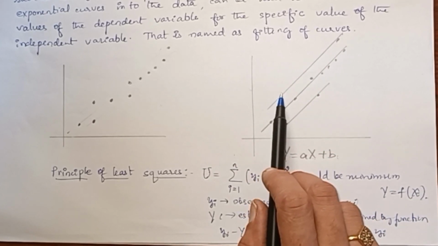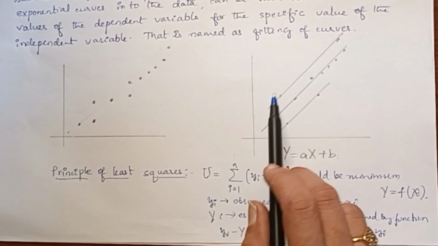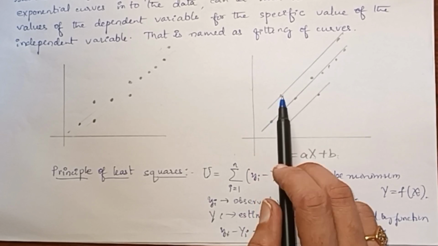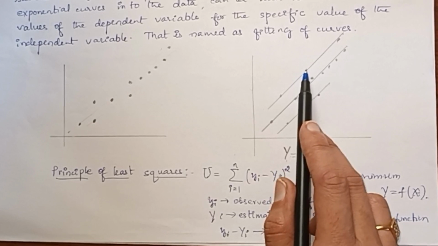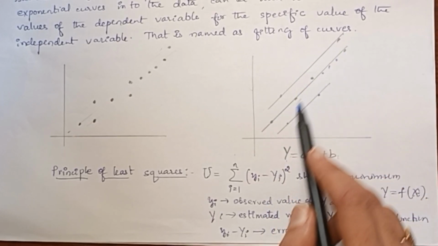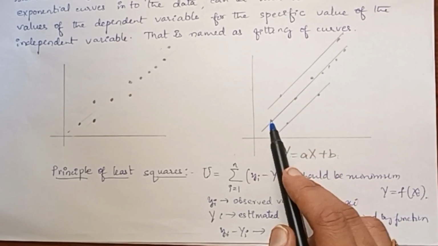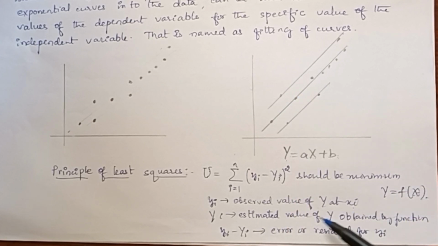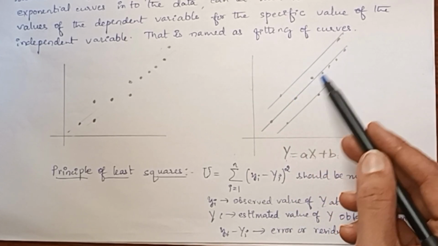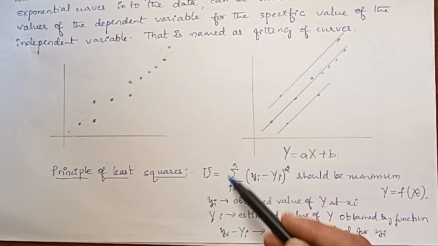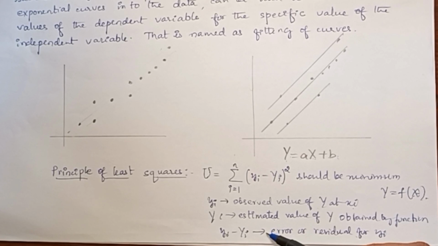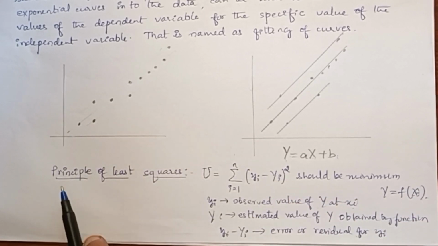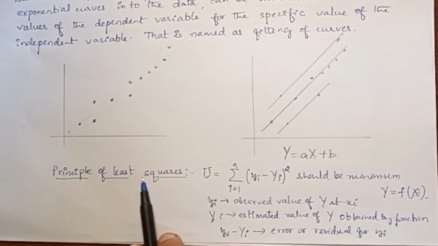Now if you take this line, this is the actual value and the estimated value. If the difference comes out to be large, that means we can't take it as a best fit. Now if you consider this line, the difference between the data point, meaning the observed value, and the estimated value comes out to be less. So if you take the sum of the squares of the differences to be minimum, then you will get the best fit. So the best fit is calculated using the principle of least squares.